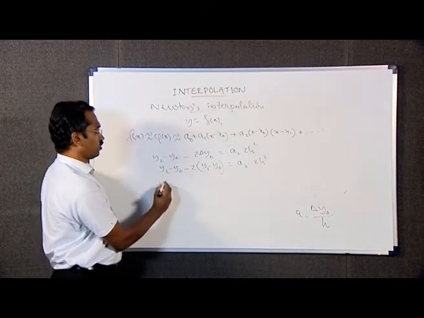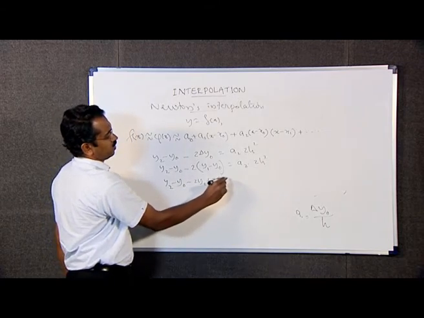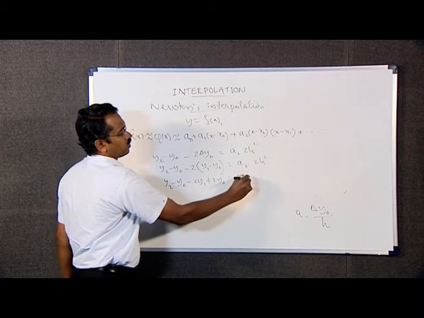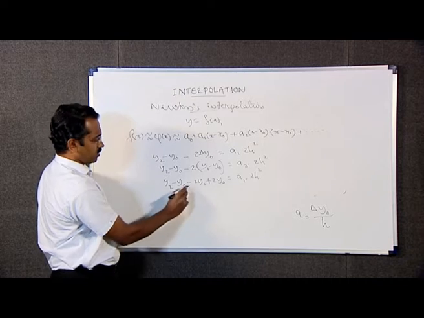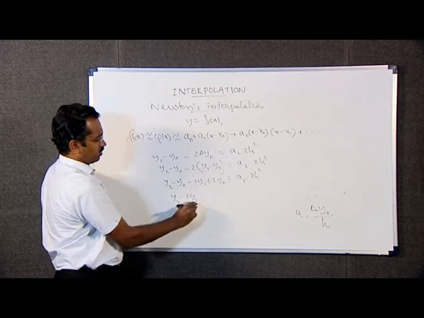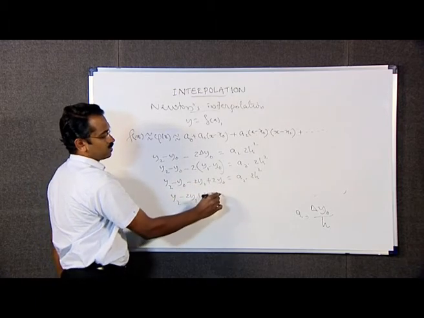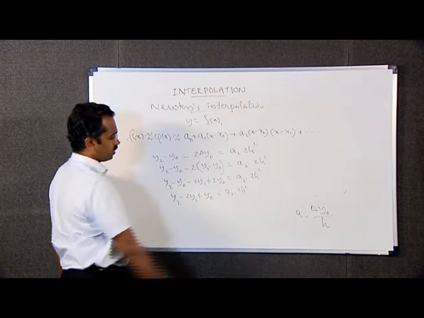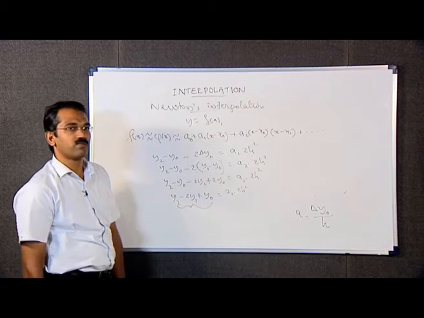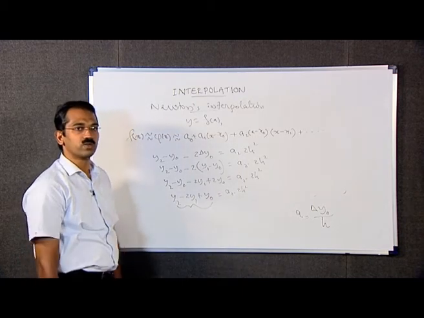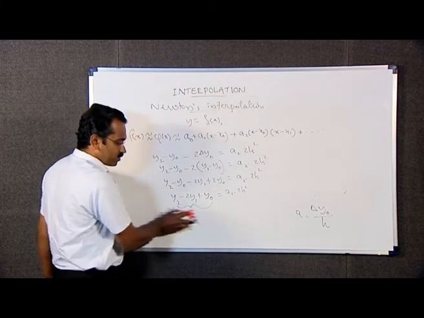That is y2 minus y naught minus 2 y1 plus 2 y naught is equal to a2 into 2h square. That is y2 minus 2 y1, 2 y naught minus y naught is y naught, is equal to a2 into 2h square. This is y2 minus 2 y1 plus y naught is delta square y naught.